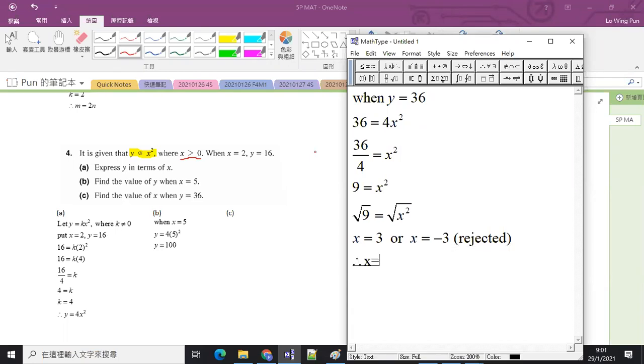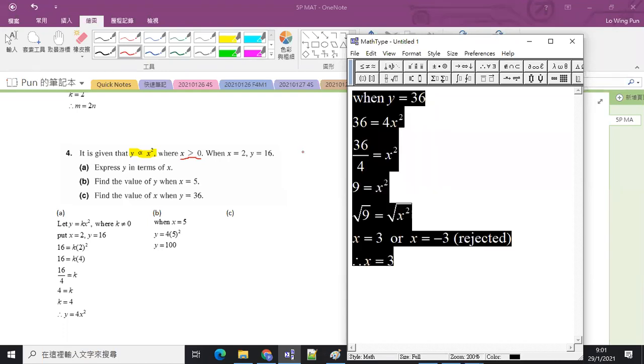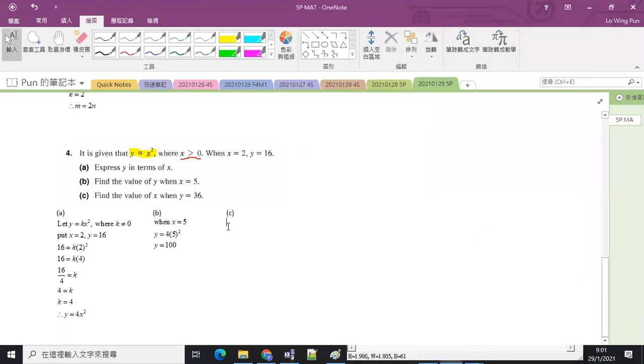So the only answer will be x equals 3. Therefore, x is equal to 3. Can you get this?